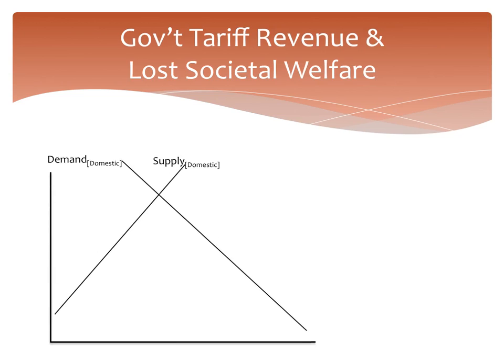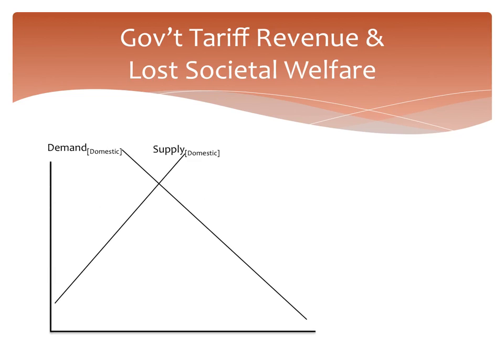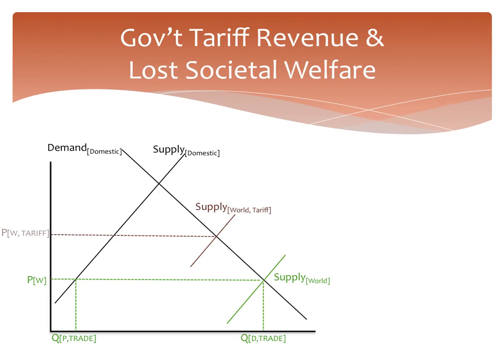Now, when we impose a government tariff, we're going to see some lost societal welfare, and we're going to see some shifting of money within our socioeconomic system. So we'll just get the graph set up here. We see that the supply curve, the world supply curve, has been shifted upwards and to the left by the tariff that was imposed. It's interesting to note that the tariff would be applied only on those imported goods.